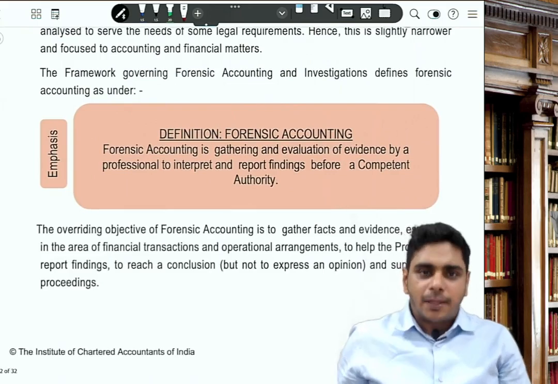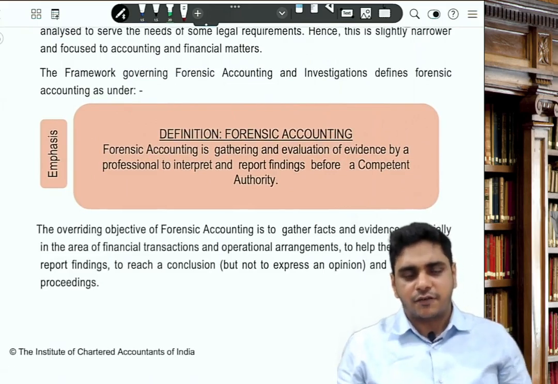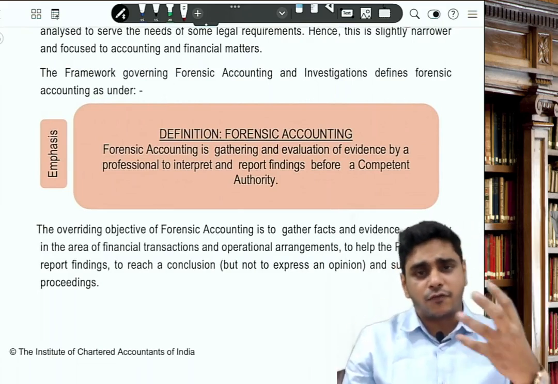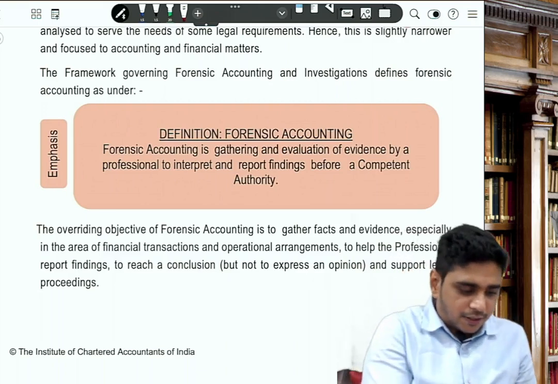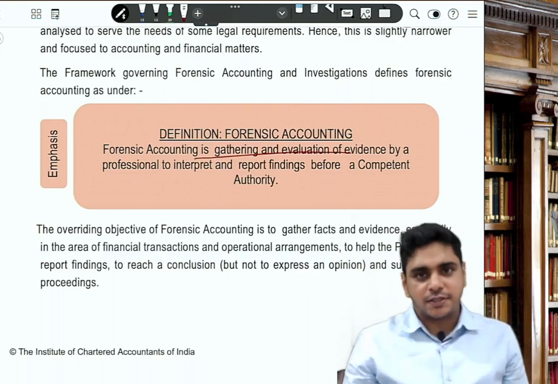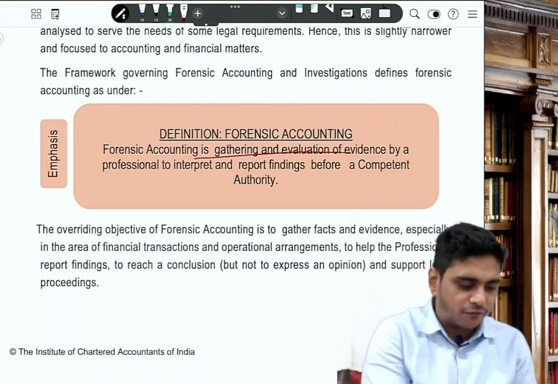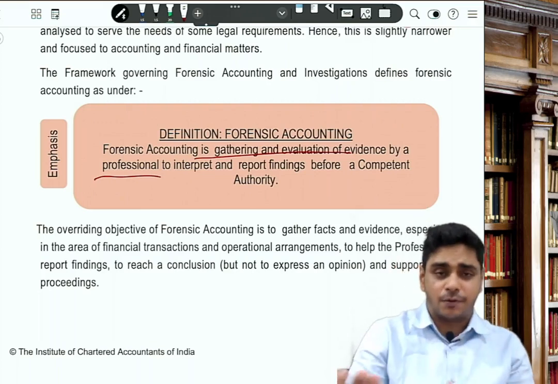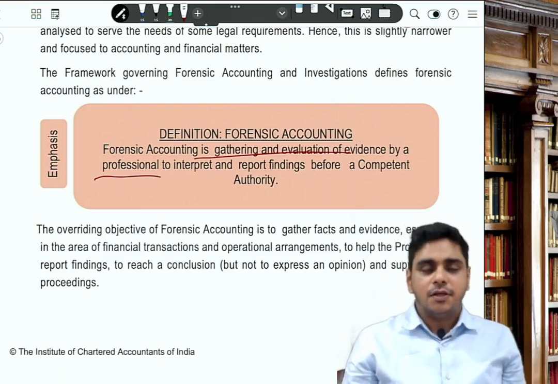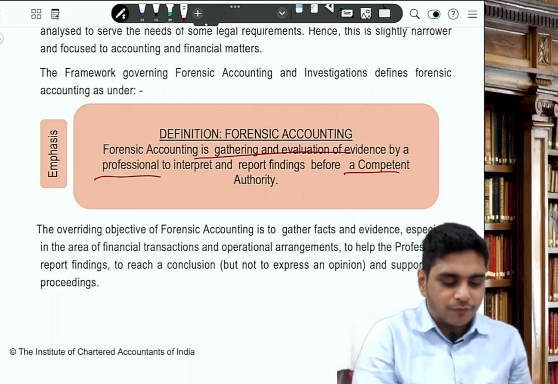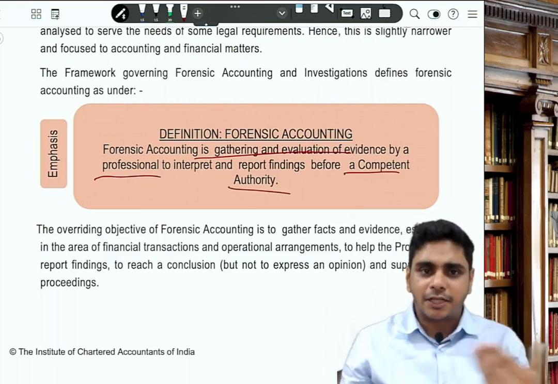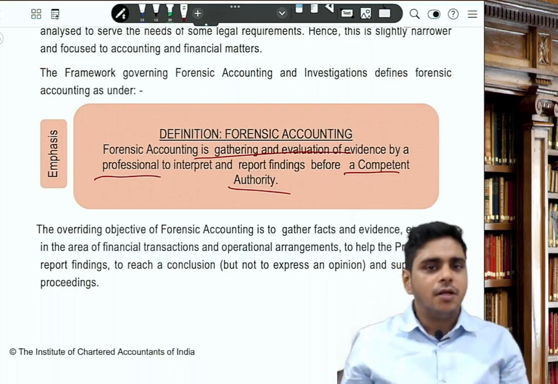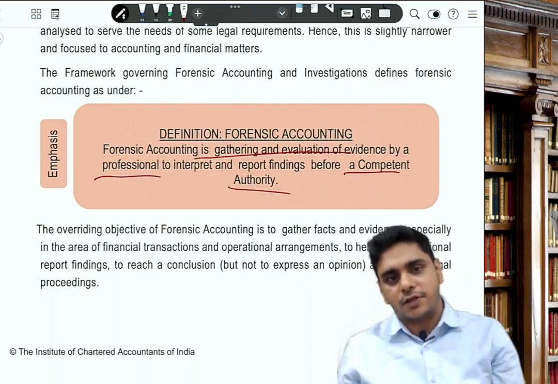Now the framework governing forensic accounting and investigation defined, like the financial reporting framework we have. So we have a framework for forensic accounting also. It says it is gathering and evaluation of evidence by a professional. Professional basically means CA plus COP or a chartered accountant or any expert, because any expert can become a forensic accountant, to interpret and report the findings before an authority. Authority could be income tax people, GST people, the pollution control board, IRDA, any authority who is appointing you. So this is the definition as per the framework of forensics.